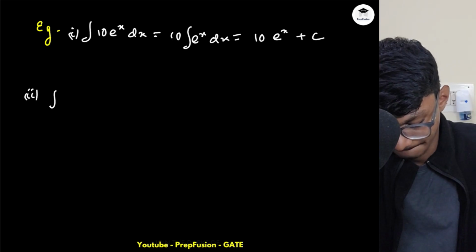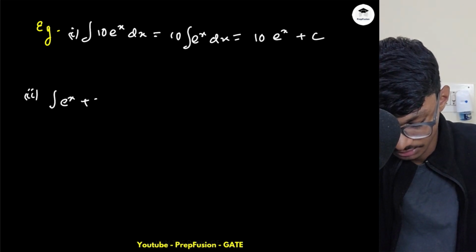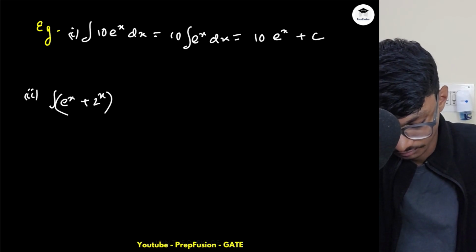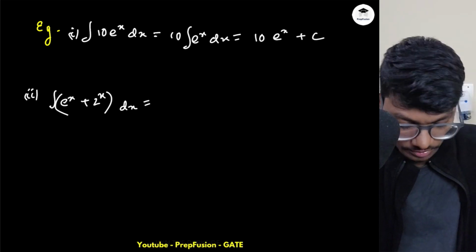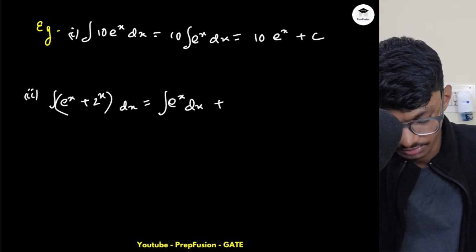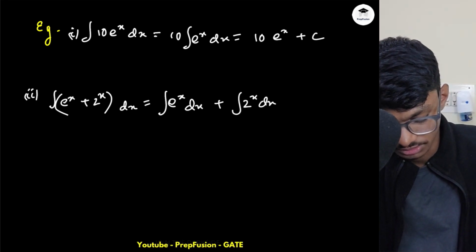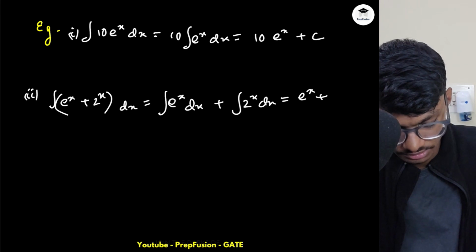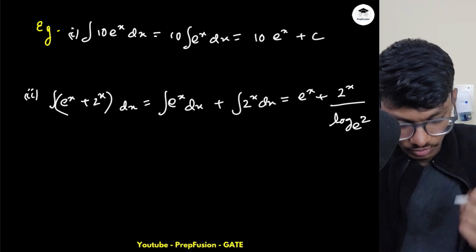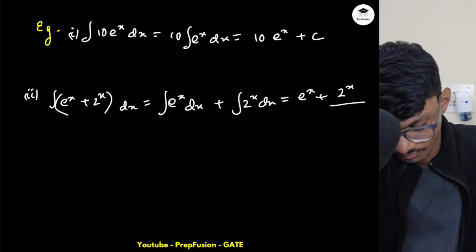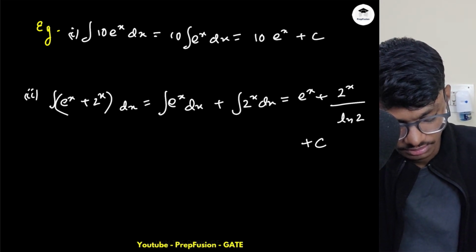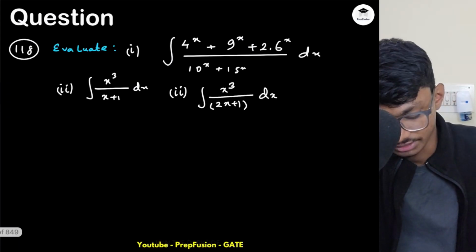Now let's take superposition: the integral of e raised to power x plus 2 raised to power x dx. I am individually integrating these, so this will be e raised to power x, plus the integration of 2 raised to power x dx. So this will be e raised to power x plus 2 raised to power x divided by log e of 2, or you can write ln of 2. And obviously, don't forget your constant of integration. So these were the examples.